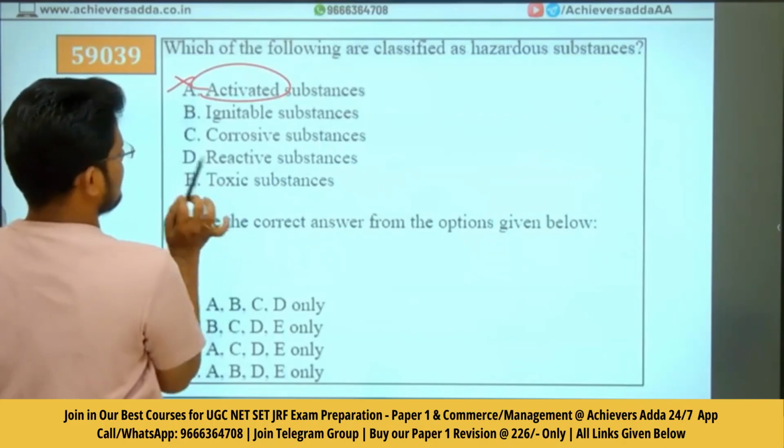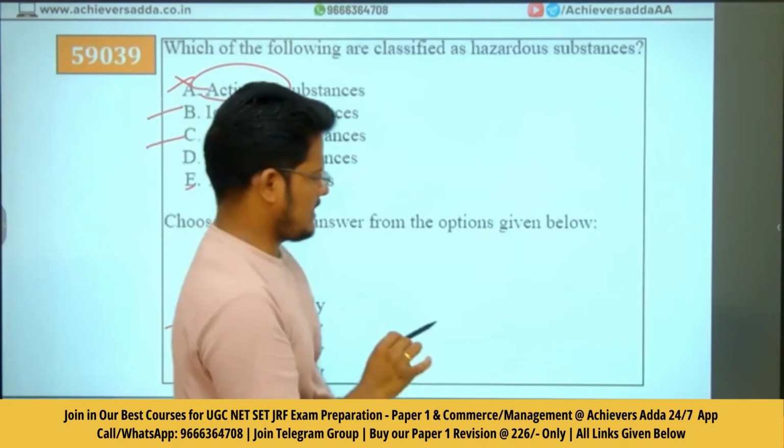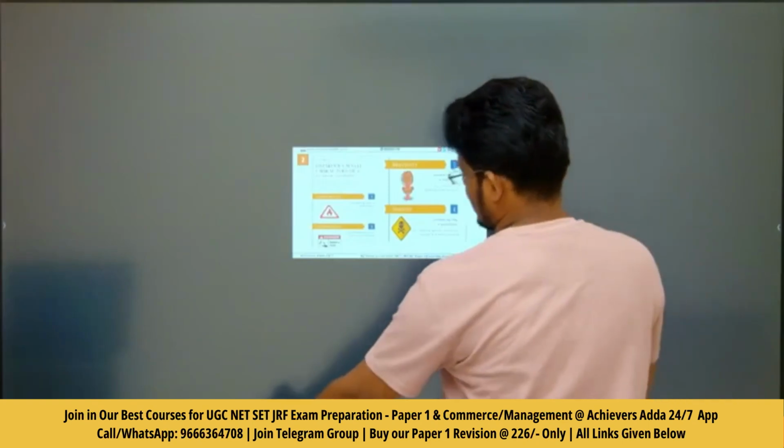Because hazardous always will be negative. Ignitable, corrosive, reactive, toxic. There are 6 important characteristics. Sorry, 4.